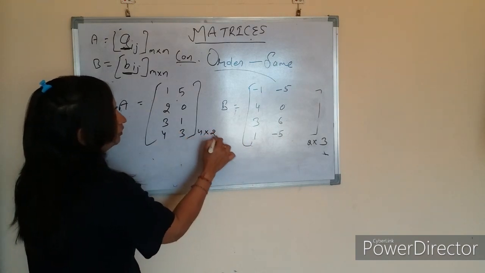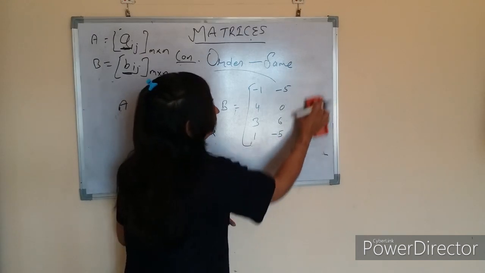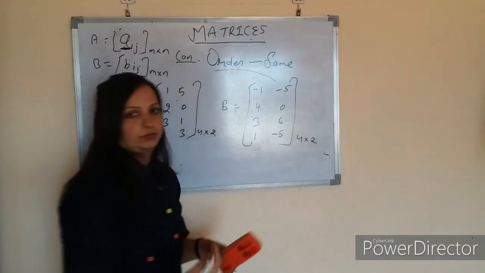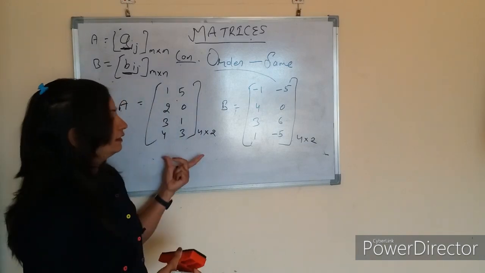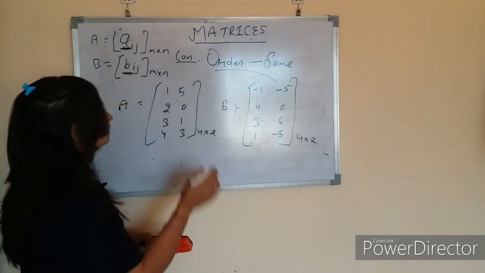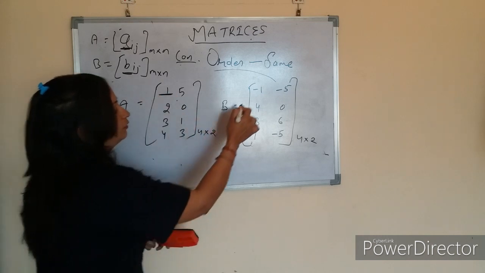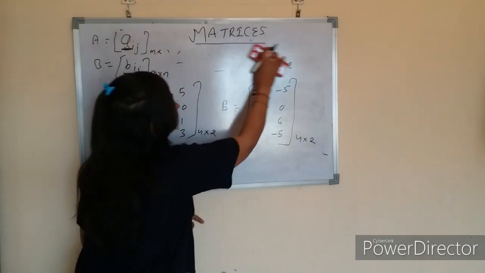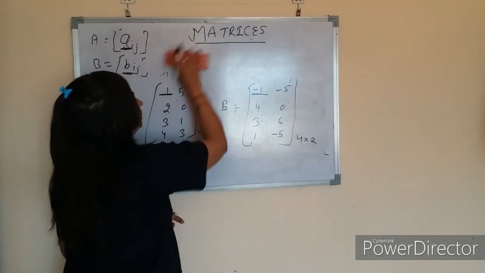We can easily add these two matrices just because the order is the same. This is a 4 by 2 matrix and this is also a 4 by 2 matrix. Because there are 4 rows and 2 columns, we can easily add these two matrices. So very firstly, what I am going to do is add these two elements.